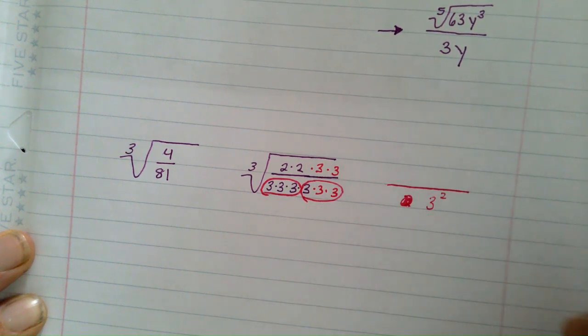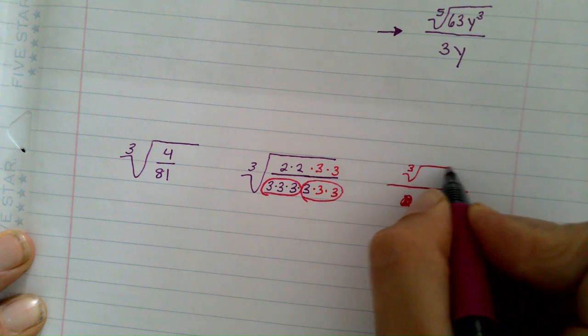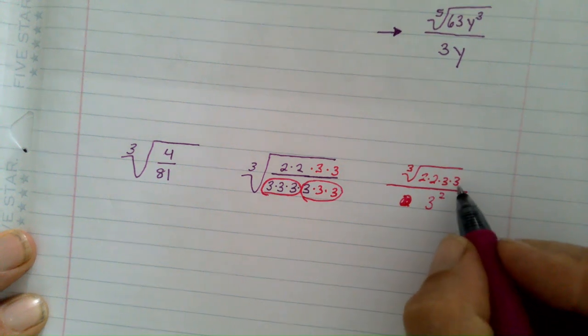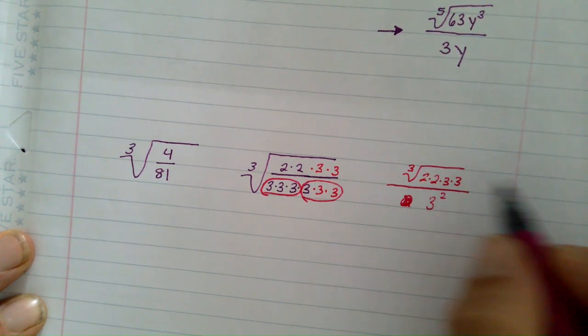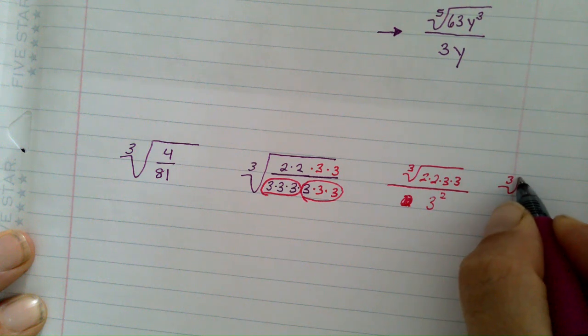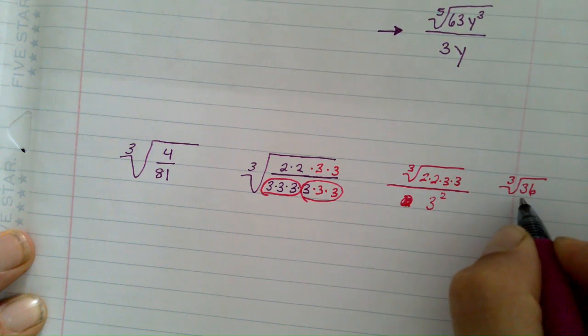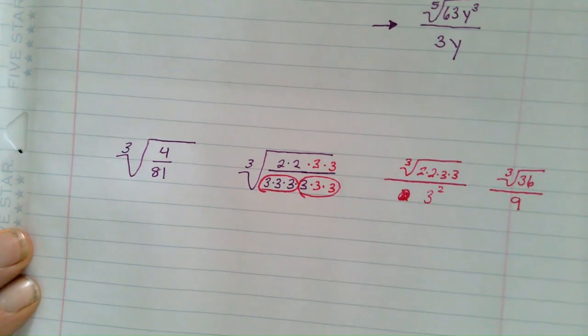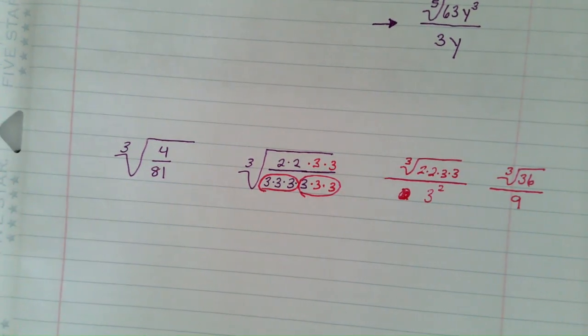And in the top, I can't fold any socks, so everything's underneath the radical. So when I multiply that together, that's 36. And when I do 3 squared, I get 9. Again, the 36 is inside the radical, the 9 is outside the radical, so that's my final answer. So that is reducing radicals. Make sure that your denominator is always the same.